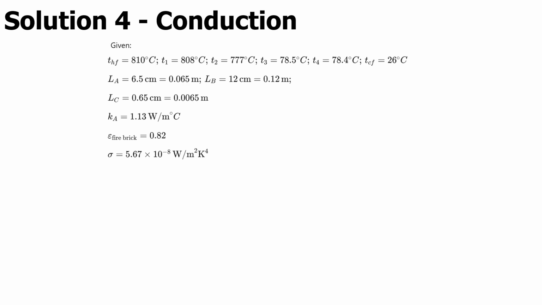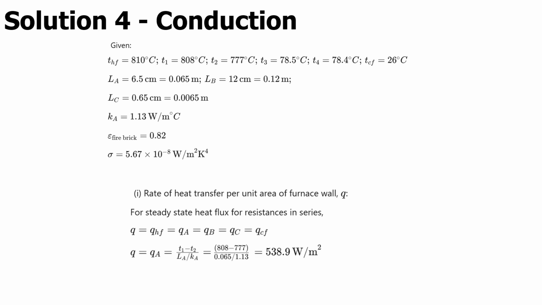Now let's calculate the rate of heat transfer per unit area of the surface wall, denoted as Q. For steady state heat flux in resistances in series, the heat flow Q is constant throughout all layers. We can calculate Q using the temperature difference and thermal resistance of any known layer. We'll use the fire brick layer A, for which we have all the necessary information. So Q equals the temperature difference across layer A, which is T1 minus T2 divided by the thermal resistance, LA over Ka. Substituting the values we have and calculating, we get the result as 538.9 watts per square meter.